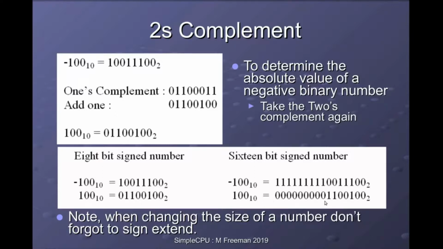And if it's a positive value, I replicate the 0s there. So again, the key bit here is it doesn't matter what the size of the number is, the most significant digit has to be the sign digit. So that's why you replicate the sign digit when you sign extend.